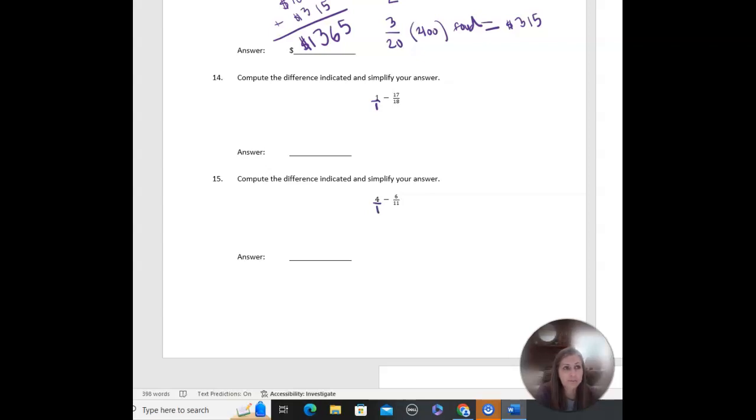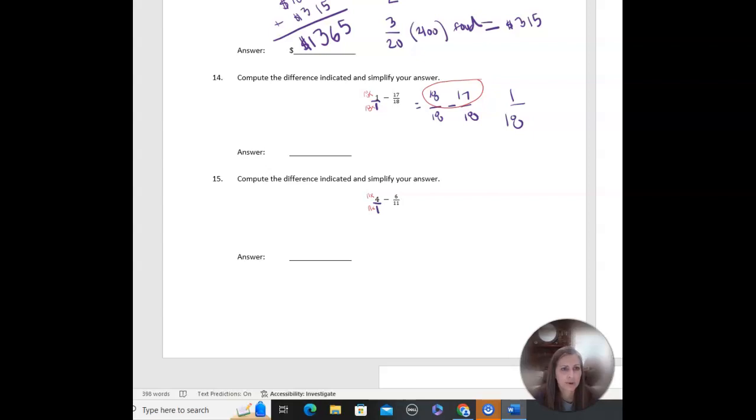For the first one, the common denominator is going to be 18. So I need to multiply the numerator by 18, and I need to multiply the denominator by 18. In this one, you're going to multiply the numerator by 11 as well as the denominator, because your common denominator is going to be 11. I'll finish out the first one for you. So 18 times 1 is 18, 18 times 1 is another 18. Minus 17 over 18. To subtract, you just combine your numerators. So 18 minus 17 gives us 1 over 18. And number 15 would be very similar.